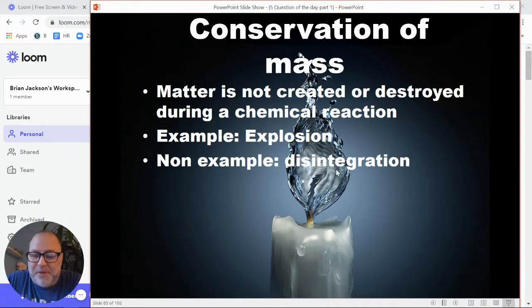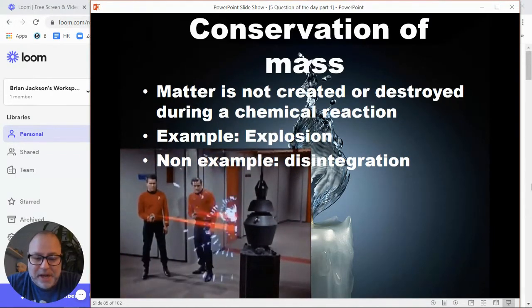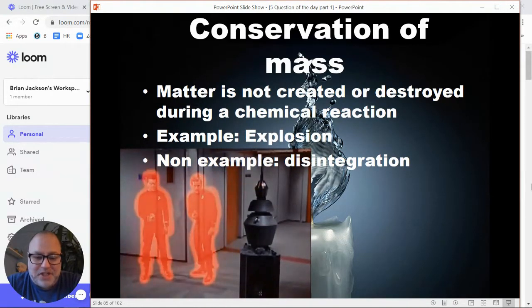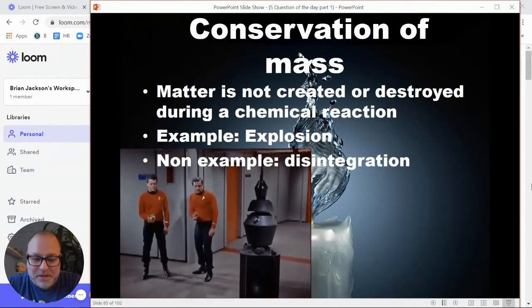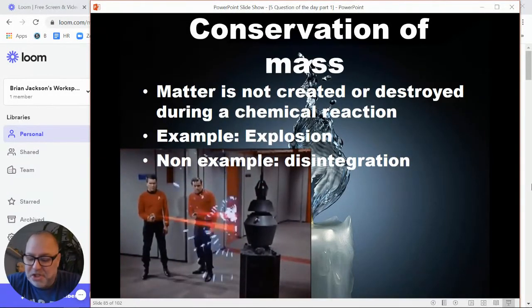The non-example could be a disintegration. Have you ever watched a show and they go beep, beep, beep with some kind of gun, and a person just vanishes right before your very eyes? That is not true. That's bad science fiction, and that's not the way it works at all. Here's my example. They try to shoot something, they get shot, and they just, goodbye. That is not good science fiction at all, because we know matter's not simply destroyed.